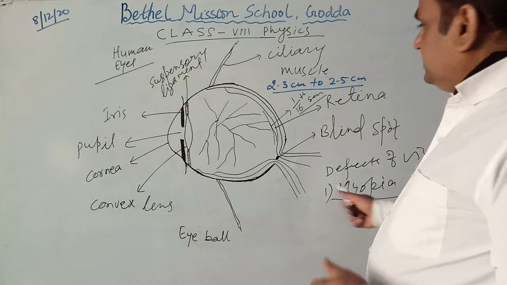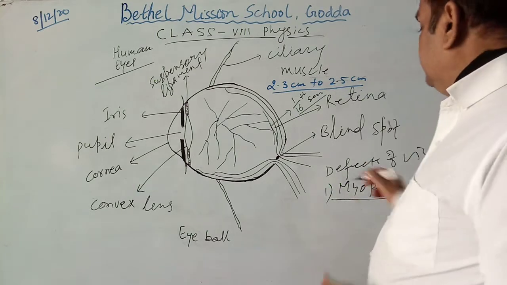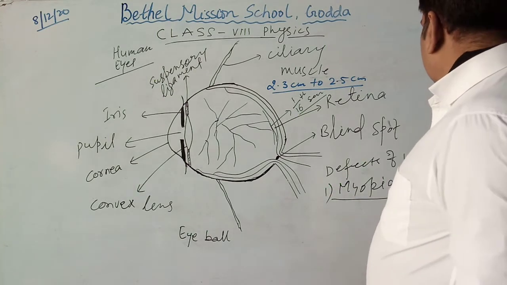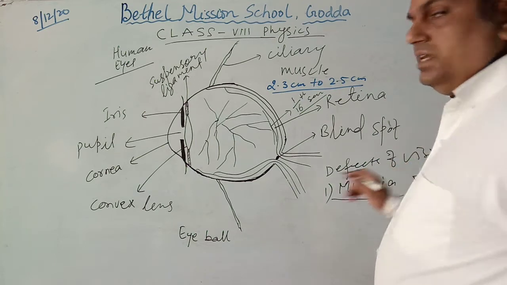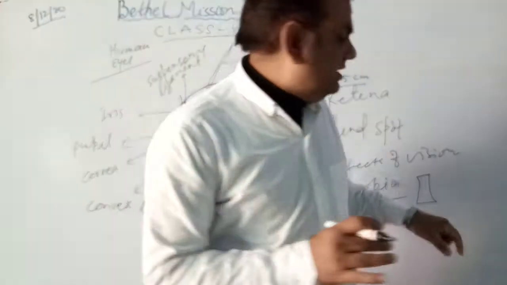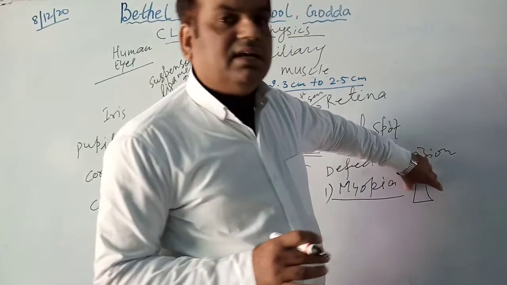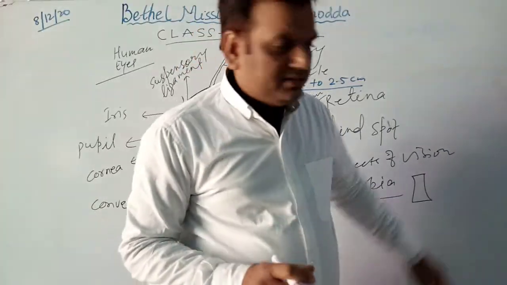And this defect is corrected by a concave lens. Which kind of lens? This defect is corrected by a concave lens.